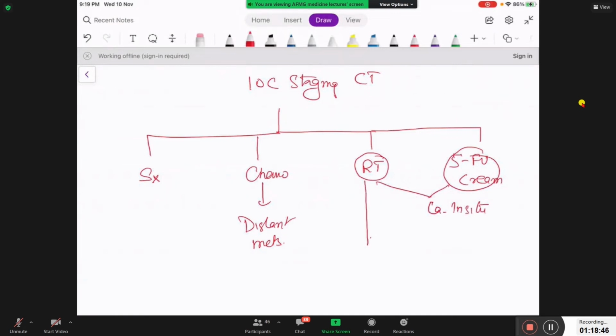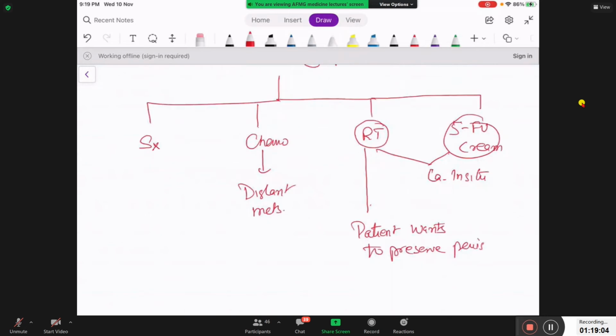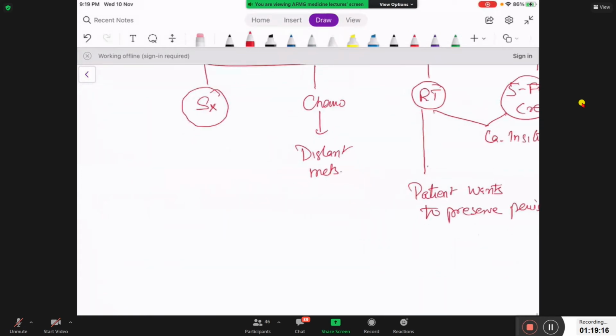Radiotherapy can also be offered when the patient wants to preserve the penis. If the patient wants to preserve the penis, then also radiotherapy can be offered, but the primary modality of treatment is surgery.